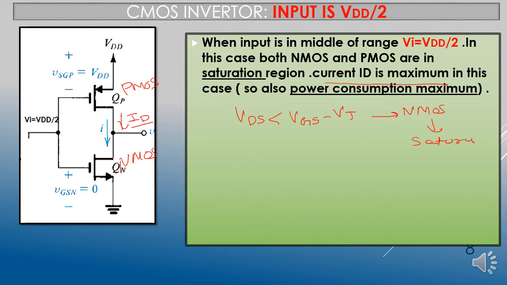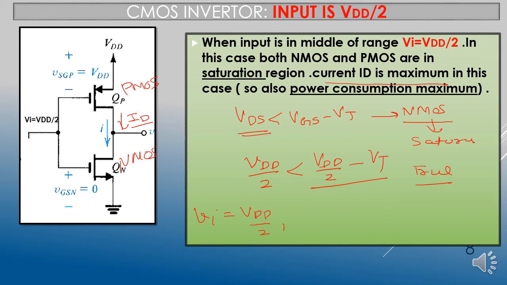We know that VDS is output. Let's assume output is VDD by 2 and input is VDD by 2 minus VT. So it is a true condition. So in this condition, when input is VDD by 2, both PMOS and NMOS will be in saturation, and output will also be VDD by 2. We will see it in the next slide.